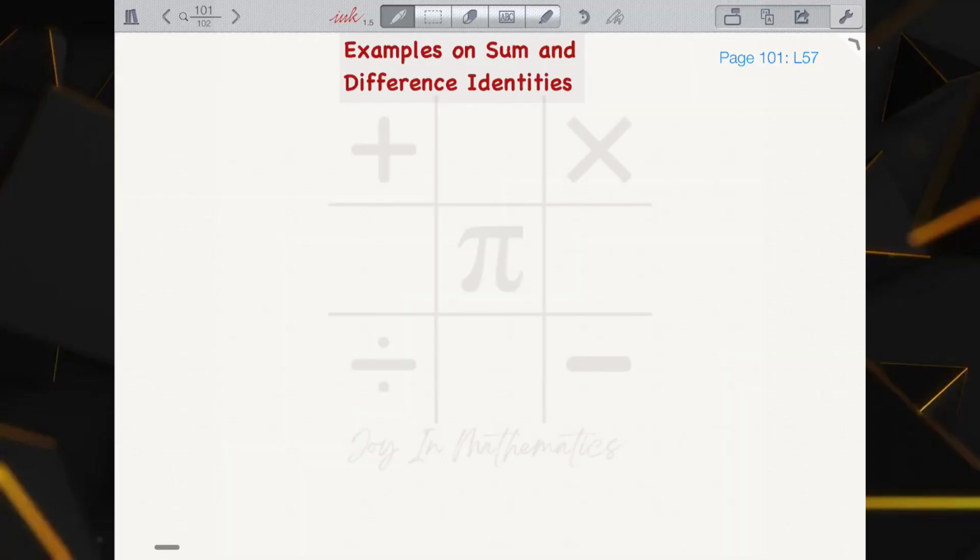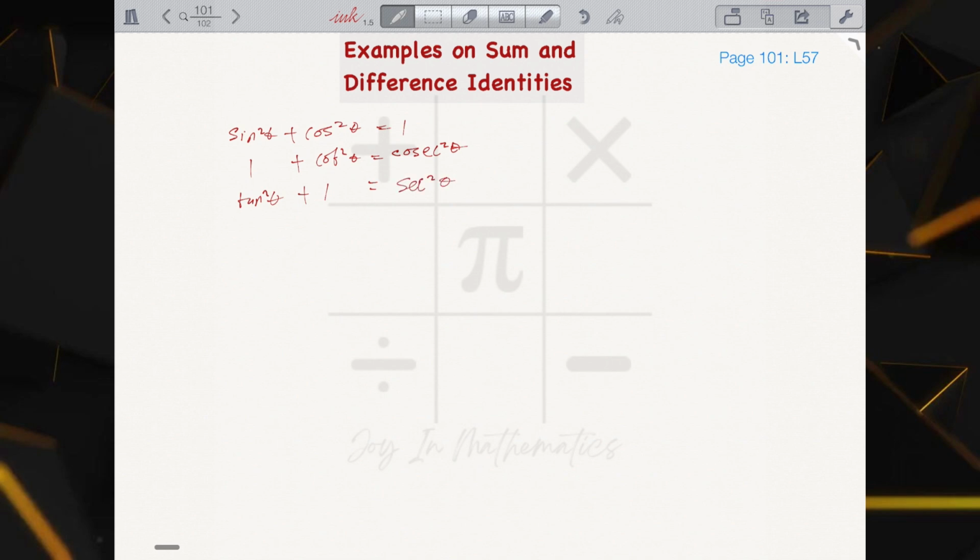And now I want to look at examples on sum and difference identities. But before we proceed, let's write out all the trigonometric identities we have learned so far. The first three we learned: sine squared theta plus cos squared theta is equal to 1. Similarly, when we divide all through by sine squared theta, we have that 1 plus cot squared theta is equal to cosec squared theta. If we divide the first expression by cos squared theta rather, we will have that tan squared theta plus 1 is equal to sec squared theta.